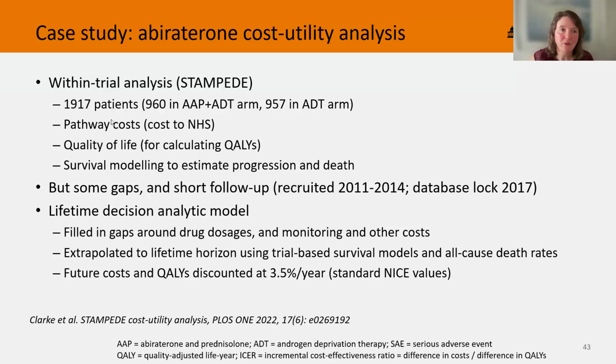So we captured pathway costs and quality of life. We calculated QALYs. We did a bit of survival modelling to estimate progression and death, because we didn't get all of this from the trial, because the follow-up that we had at this point was a median of 5 years. And we wanted lifetime. So we extended the analysis to a lifetime decision model, and we filled in a few gaps here and there. There was some missing data around drug dosages. So we filled in some gaps where we knew what they'd actually been given and they just hadn't written the number in, and around monitoring and other costs.